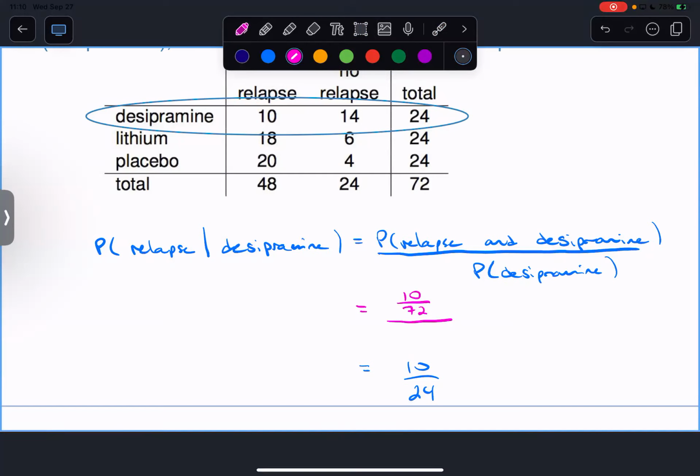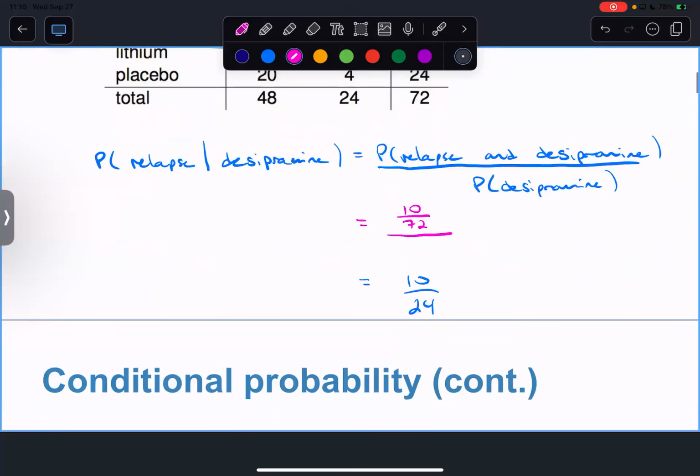And then I do a larger fraction just for my visual aid to see that I'm going to have a fraction over a fraction, right? And so then the probability of being given desipramine was what? Well, overall, regardless of whether they relapsed or not, was 24 out of 72, right? So here I get 24 out of 72.